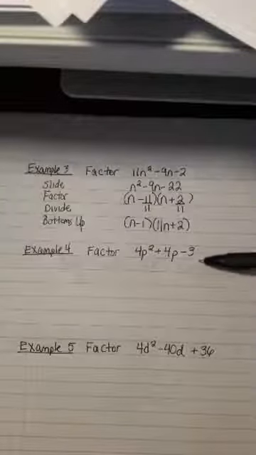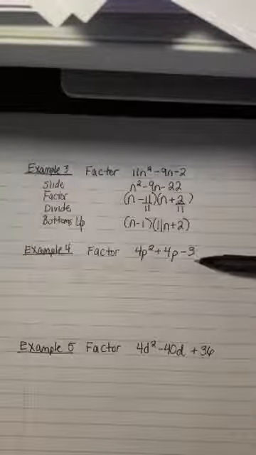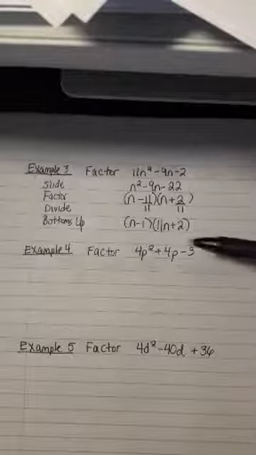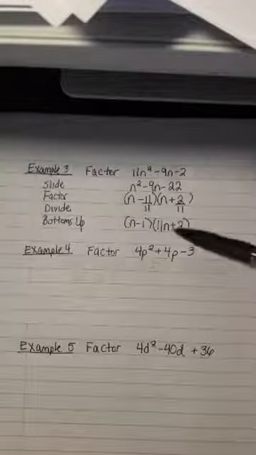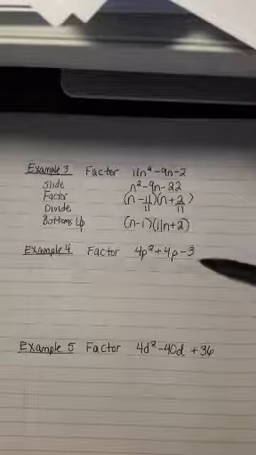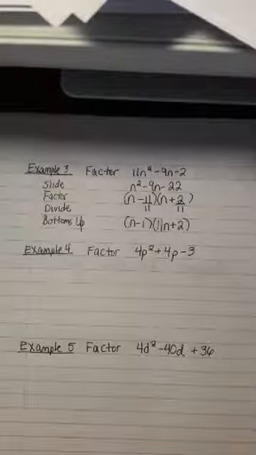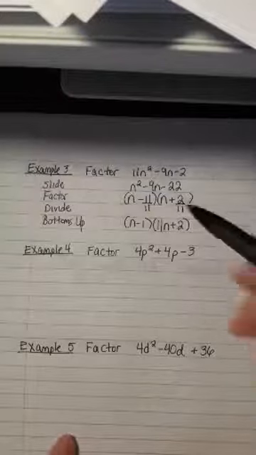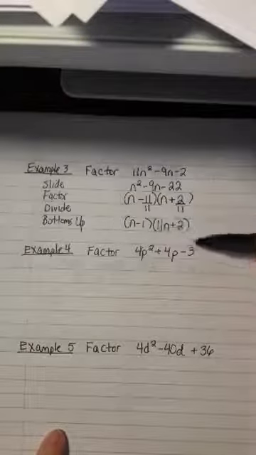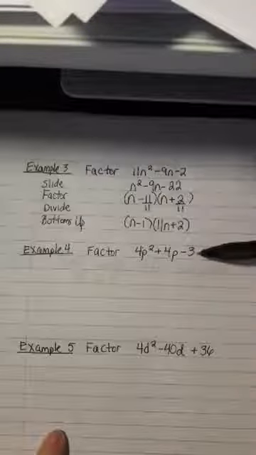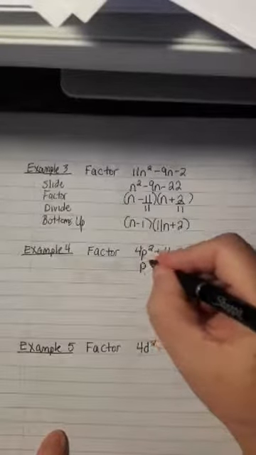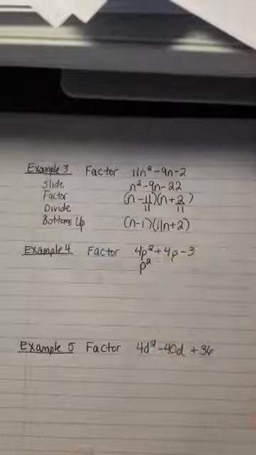Alright, this is the last example before we have to move into one that has a GCF. This one is going to be done the same way as the last three. Slide, factor, divide, bottoms up. Slide, factor, divide, bottoms up. So I'm going to take my 4, slide it to the end and multiply by negative 3. And that leaves me with p to the second.